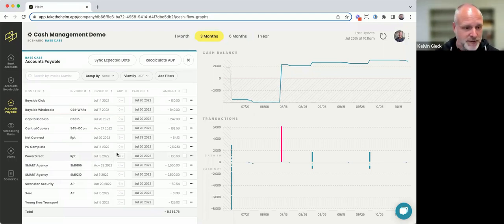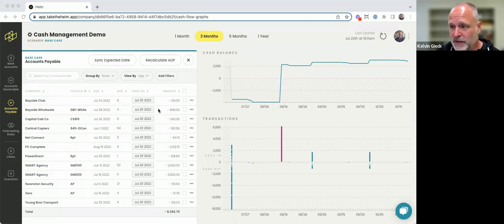the decision-making process. Similar to accounts receivable, we can look at age. So 54 and 52 days outstanding here. If Central Copiers has due date terms of 30 days, we definitely should be paying this bill. This is an issue.